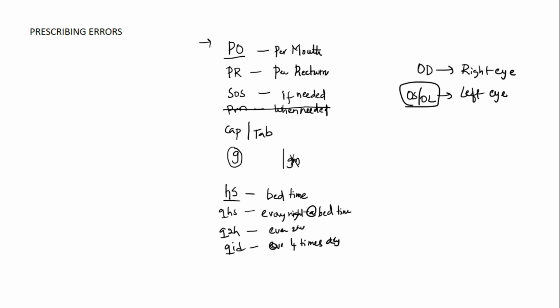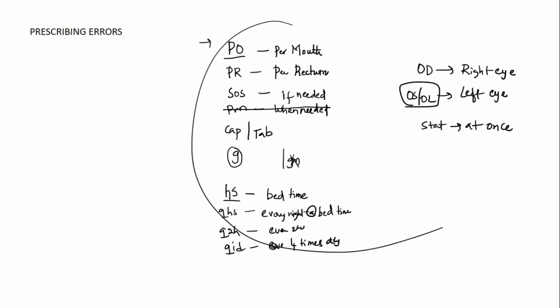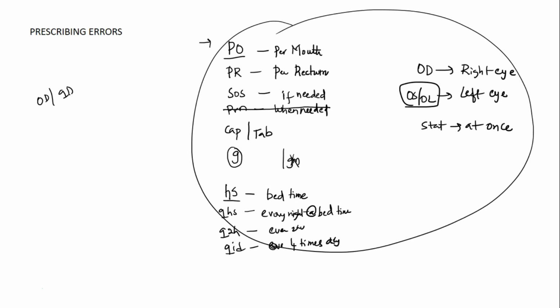So these things are more than enough for you now. Okay. There was one more thing. Stat. Stat means at once. You can use all the symbols which are given here, but you cannot use OD or QD for once daily. As I told you, you cannot use U. You have to use units. You cannot use mcg. You have to write it as micrograms because there's a chance of confusion. Tablespoon, TBSP and all, you have to be very careful. These are the common prescribing errors.